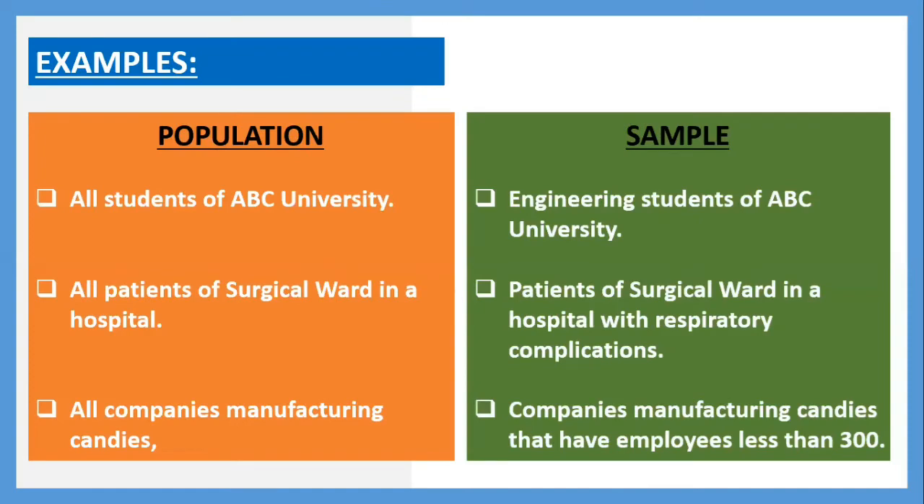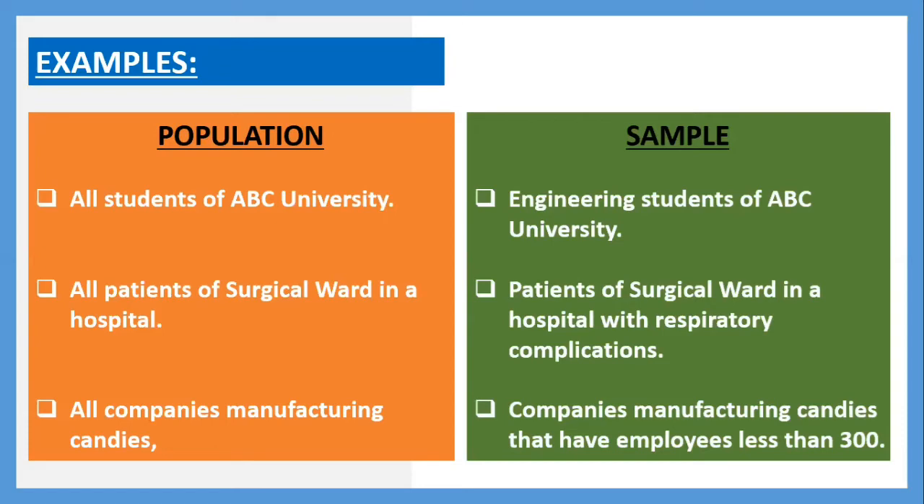Okay, first example of population: all students of ABC University. Okay, so you're making use of the word all. That's population. So how do we make this example a sample example? To make this a sample example, engineering students of ABC University, because engineering students of ABC University are just representative samples of the totality of all students of ABC University.